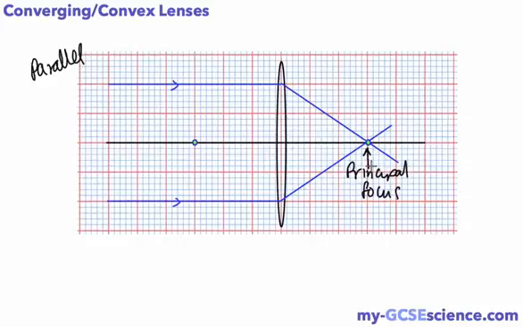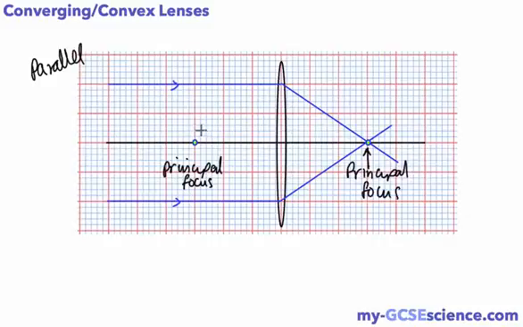So the point where they meet on the other side is called the principal focus. We actually have two points that we can label as the principal focus. The first one is the one I just labeled there, and the second one is on the other side. So again, this is the principal focus, but this time on the other side of the lens, and both are an equal distance from the actual lens.